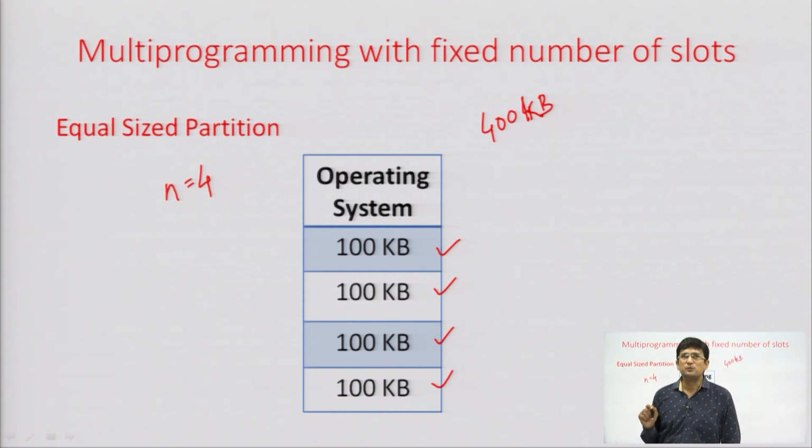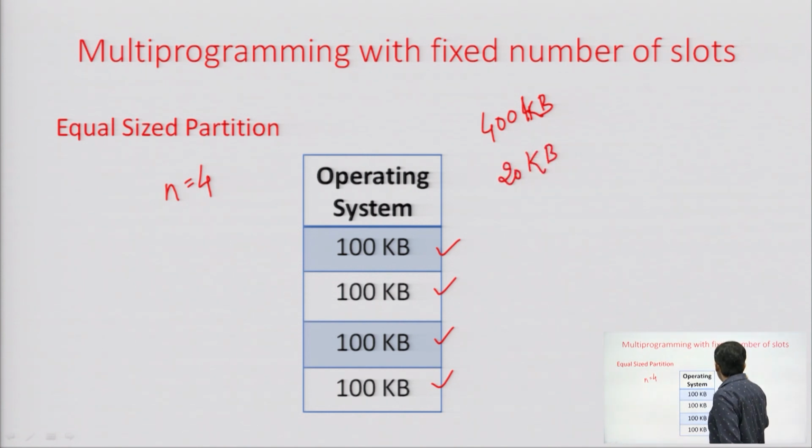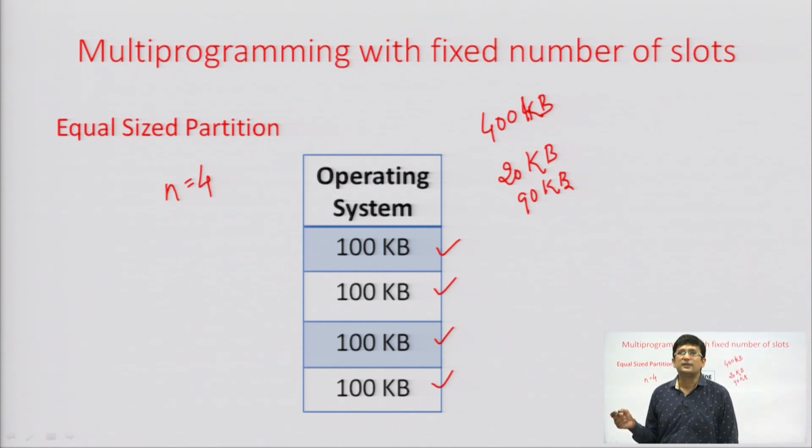Whether the process is small or large, it has to be accommodated in 100 KB space. If the process is of 20 KB, it will be accommodated in any of these slots which is free. If the process is of 90 KB, that also will be accommodated in any of these blocks.